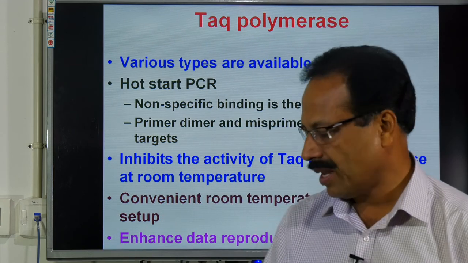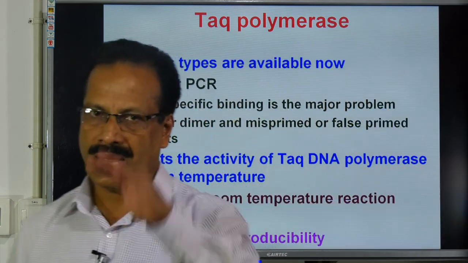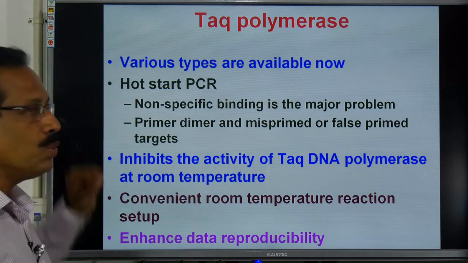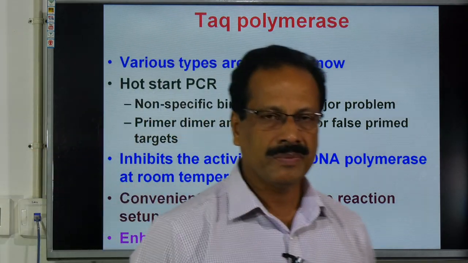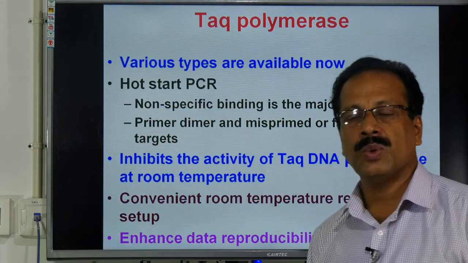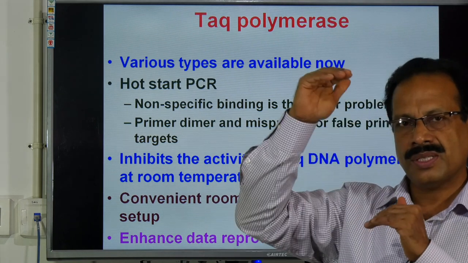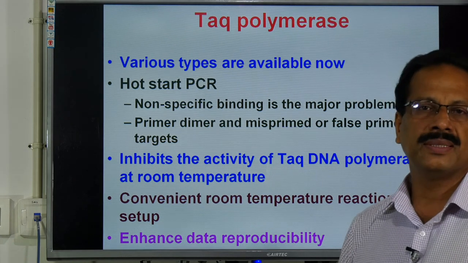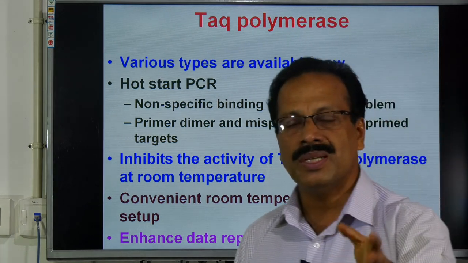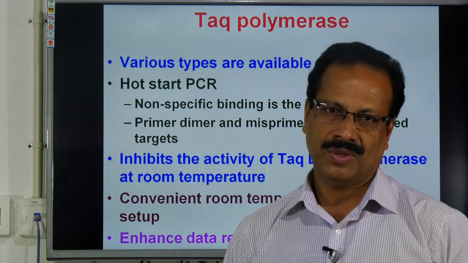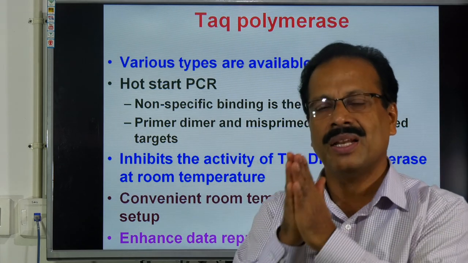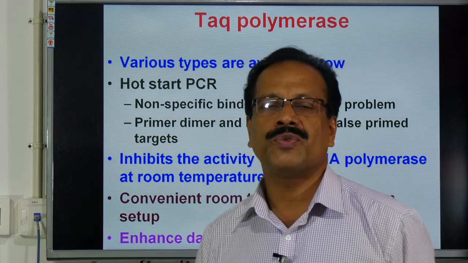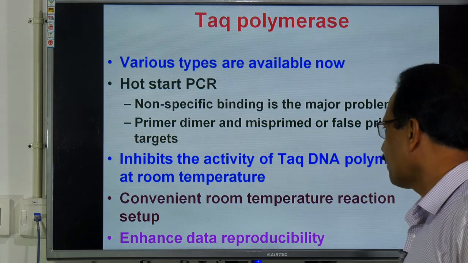You are setting up a reaction. Normally you use ice, so the reaction will be very, very slow. Still, there is a chance. But when we started using hot start PCR enzymes, this enzyme becomes active only when the temperature is increased for a certain period of time. So you have to heat it for 5 minutes. Certain enzymes you have to heat for 15 minutes. Then only the enzyme will become active. So until that heating happens, there is no enzyme activity. There is no PCR product formation. So non-specific amplification is avoided.